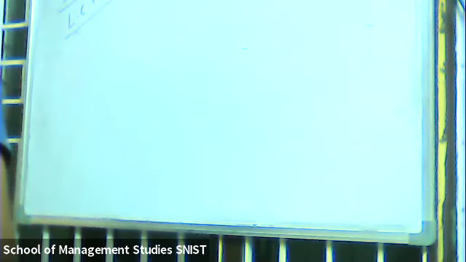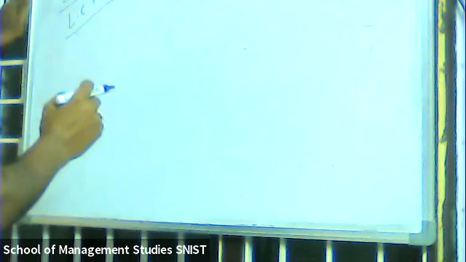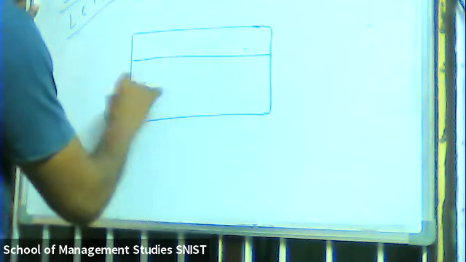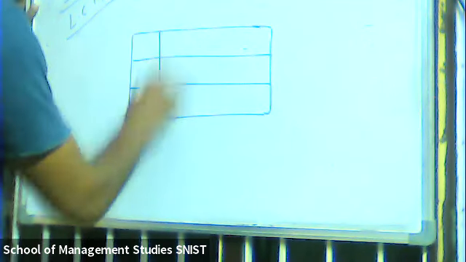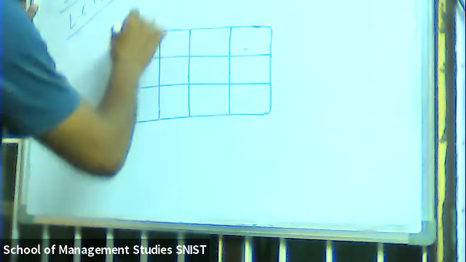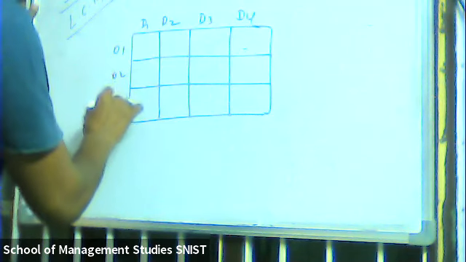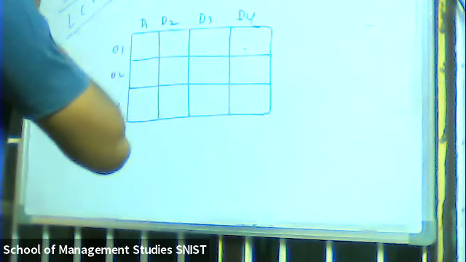Yeah, so let me take 11, 13, 17, 14. So three rows and 4 columns again. Then again, D1, D2, D3, D4, and origin 1, origin 2, and origin 3. Okay.